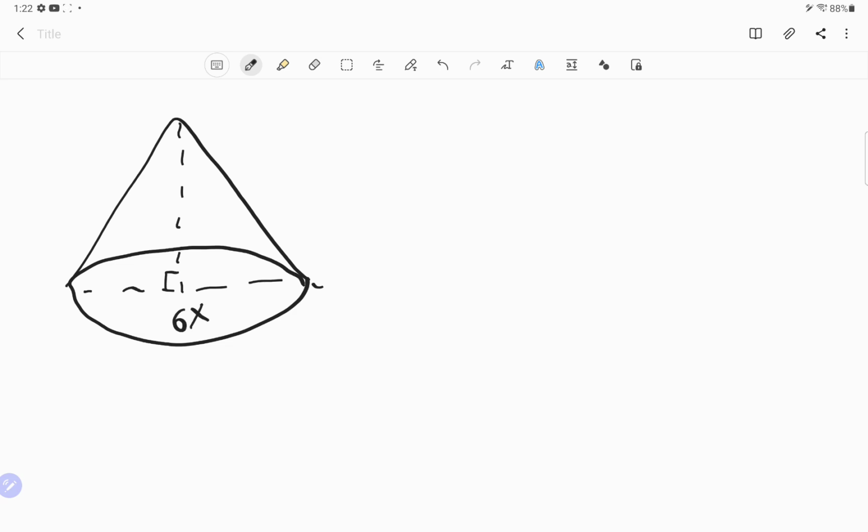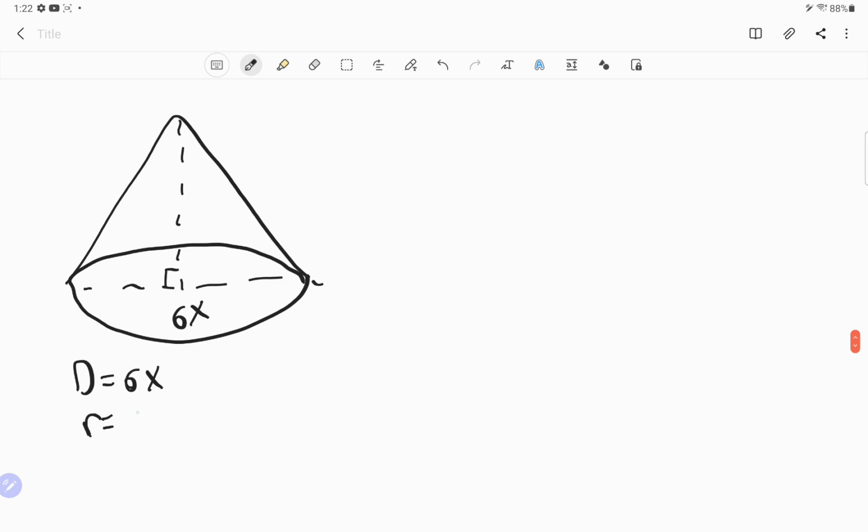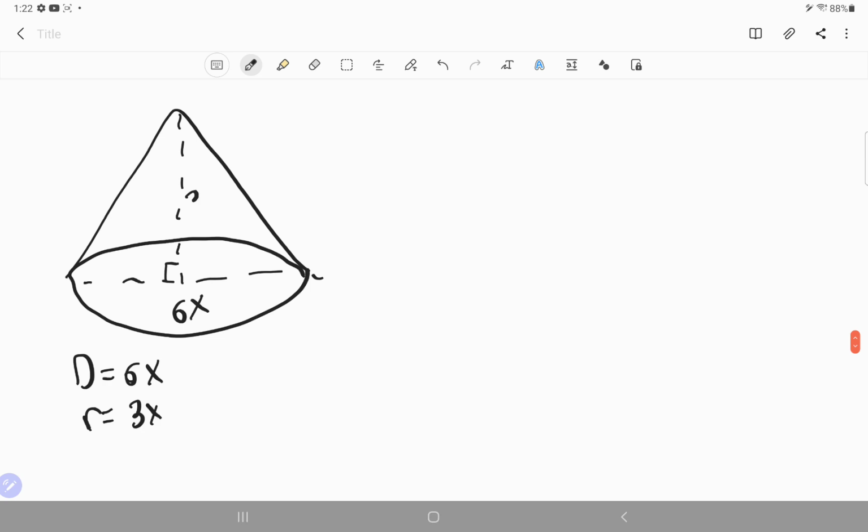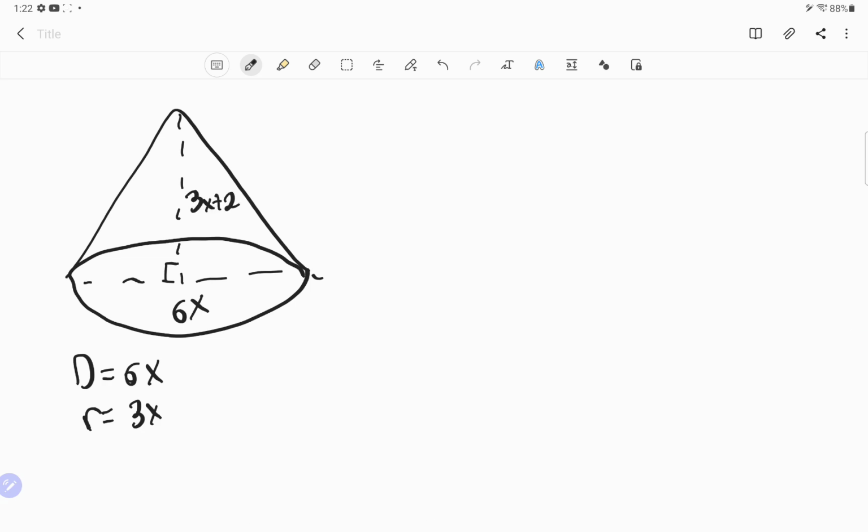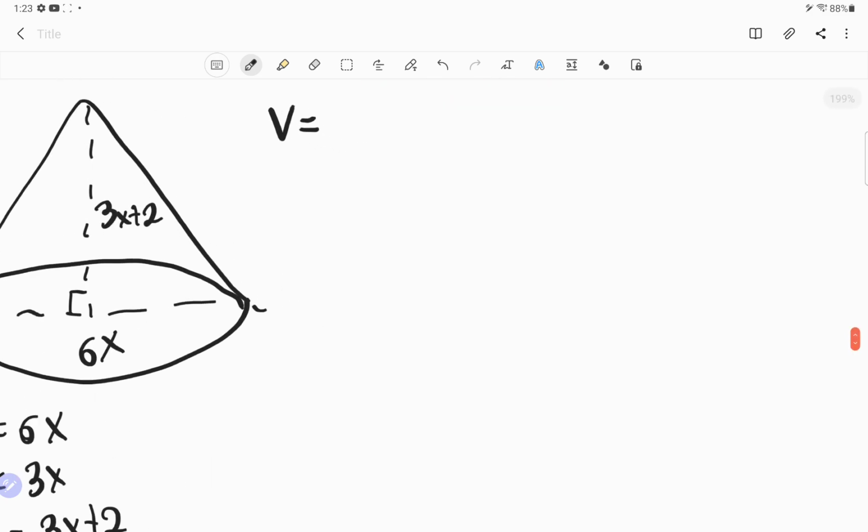We know that our diameter is going to be 6x, so I'm going to have to change that to my radius, which if I divide 6 by 2, I'm going to get 3x. And I know my height is going to be 3x plus 2. Surprisingly, this one's not as bad because we didn't get a binomial as the radius. So that's kind of nice whenever you get a problem like this.